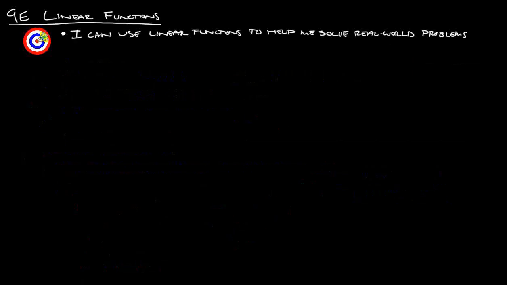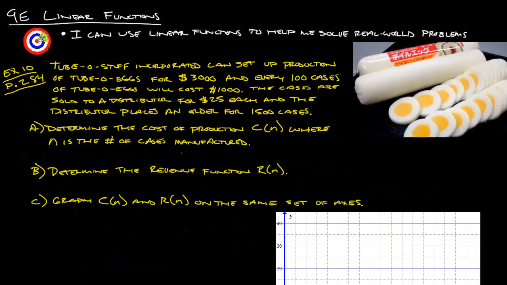Last example is a bit bigger one, but that's all right. This is like example 10 from page 284. It says Tuba Stuff Incorporated can set up production of tube of eggs for $3,000, and then every 100 cases of tube of eggs will cost $1,000. The cases are sold to distributors for $25 each, and the distributor places an order for 1,500 cases. So to determine the cost of production, where N is the number of cases manufactured.